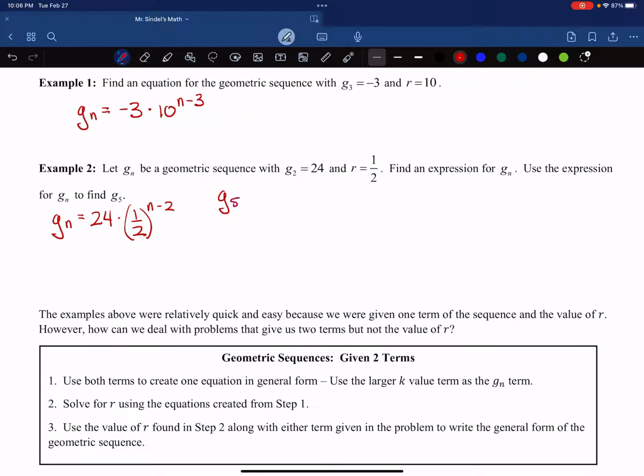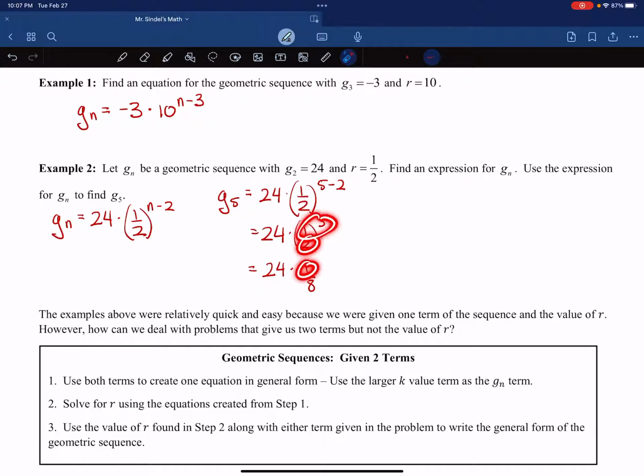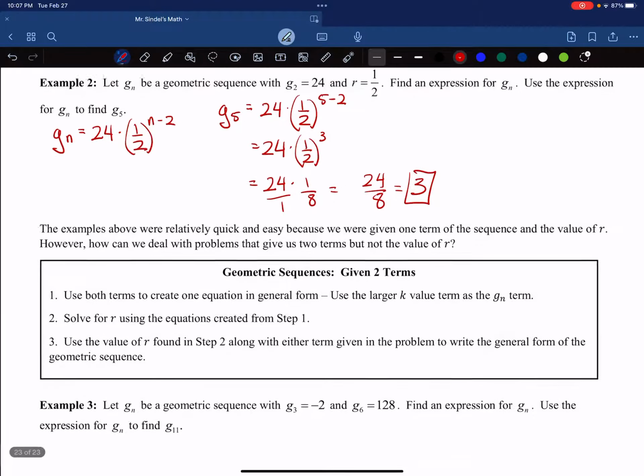So g sub 5 is going to be 24 times 1/2 to the power of 5 minus 2. So it's going to be 24 times 1/2 to the power of 3, which is going to be 24 times 1/8. I skipped a step there, but I think everyone can see 1 to the power of 3 is 1, and 2 to the power of 3 is 8. And then this is the same thing as 24 over 1. That's going to be 24 over 8, and 24 over 8 is just 3. So there's our final answer. It's a little bit convoluted there, but we're good in the end.